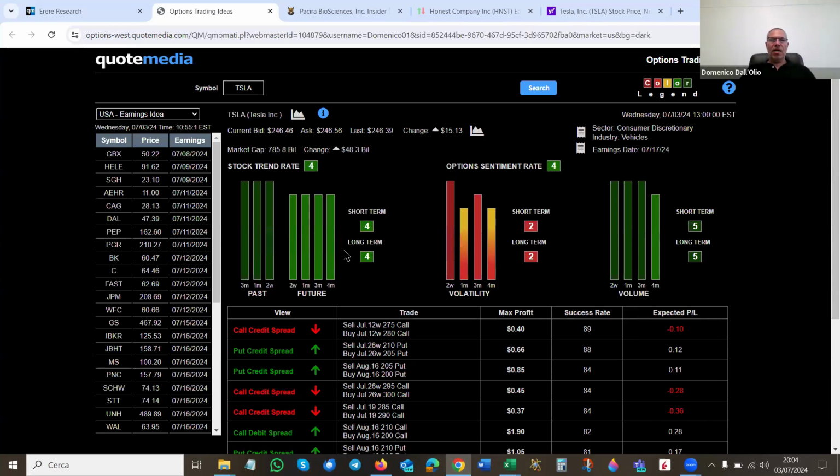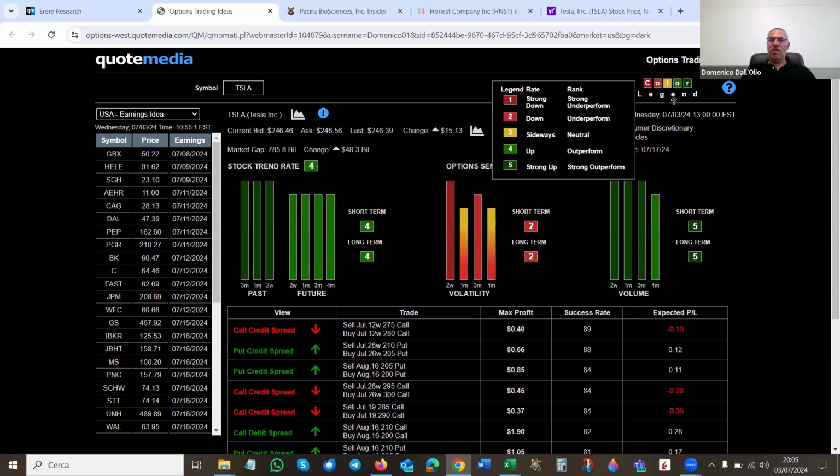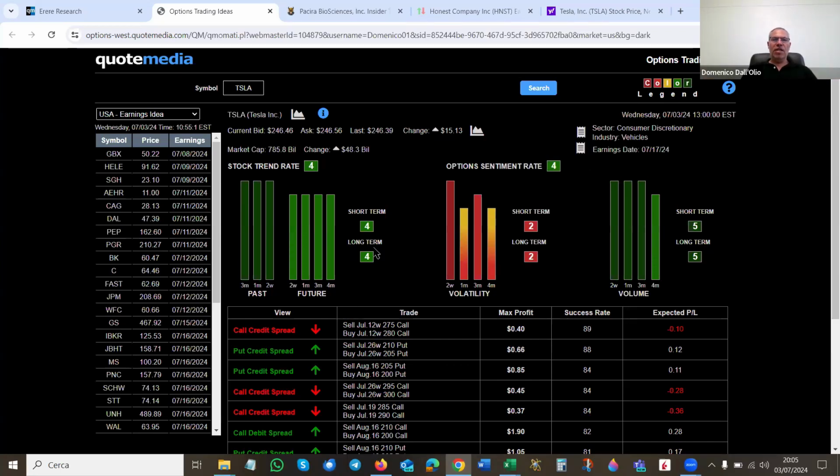First of all, you see there are lots of bars having colors ranging from deep red to deep green. Up here in the top right corner, you have a legend, which explains that the red color is for very strong underperform, and the dark green is for strong outperform, and all the other colors are in between. The first set of columns here shows the past performance of the stock in question or the ETF, you could pick any ETF of your preference, and the future expected trend based on the probabilistic models included in the platform.